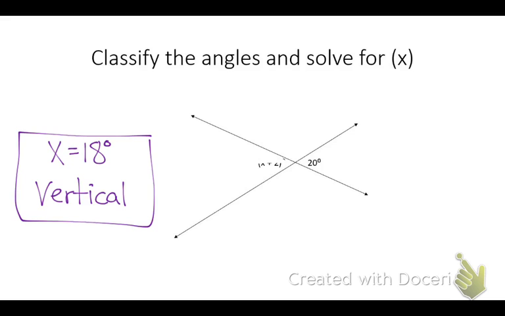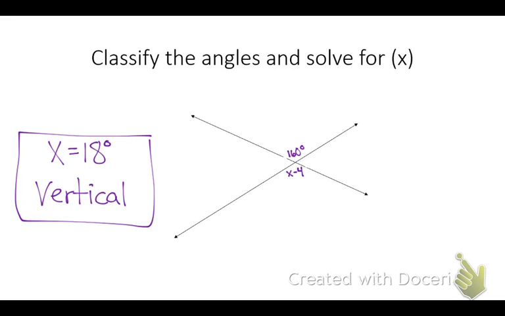What if now I'm going to go the top and bottom. What if this one is 160 and this one is x minus 4? All right, what value of x? So what kind of angles are these and what value of x?